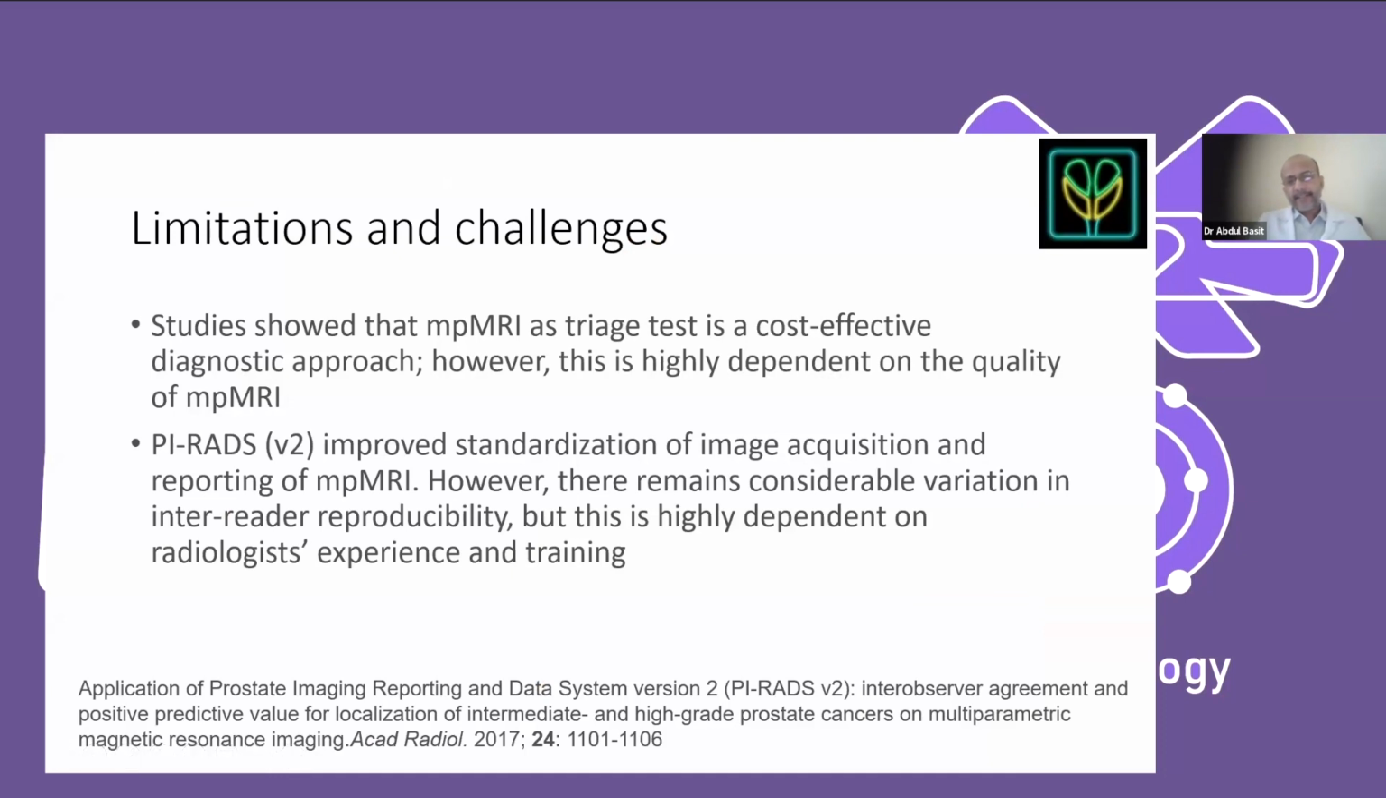So there are certain challenges and limitations for the MRI, because MR is now being used as a triage test as it is considered a cost-effective diagnostic approach for the detection of clinically significant prostate cancer. So there is further need for some improvement in the standardization of PI-RADS.